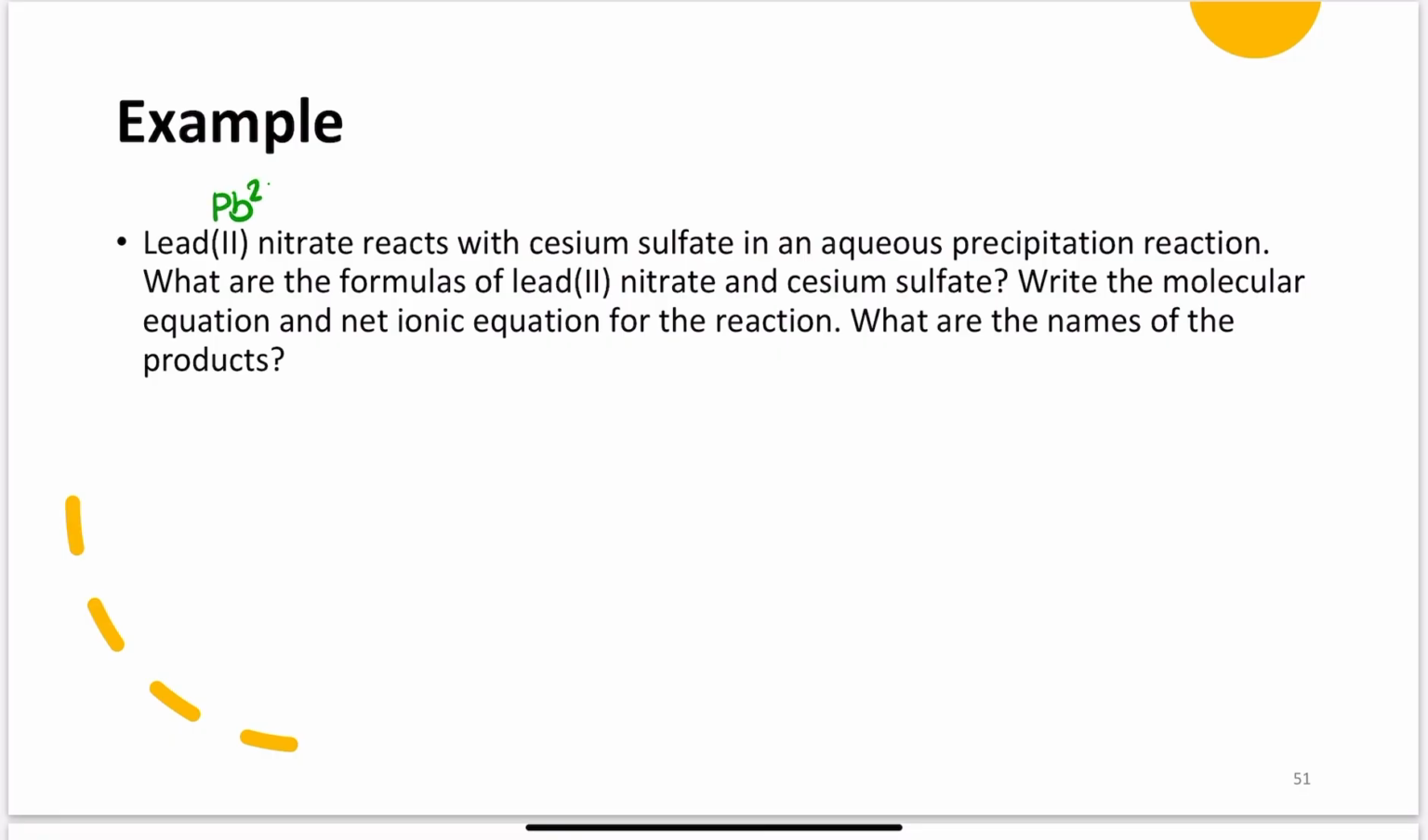Lead 2 means Pb2+. Nitrate is NO3-. So I've got Pb(NO3)2. Nitrate salts are always soluble, no exception to that rule, so lead 2 nitrate will also be soluble. Cesium sulfate. Cesium is one of my alkali metals, and so when it forms an ion, it forms a cation. It's group 1, +1 charge, and sulfate is one of my polyatomics I know, SO4 2-. So I need 2 cesiums for every 1 sulfate. But cesium is group 1, which means it is always soluble.